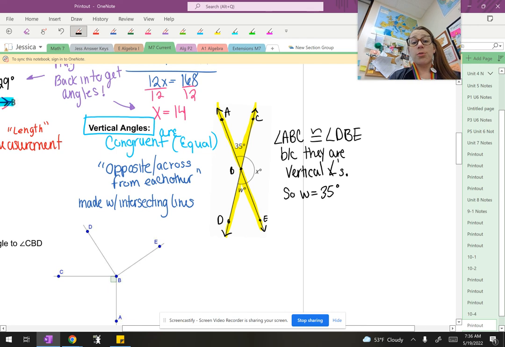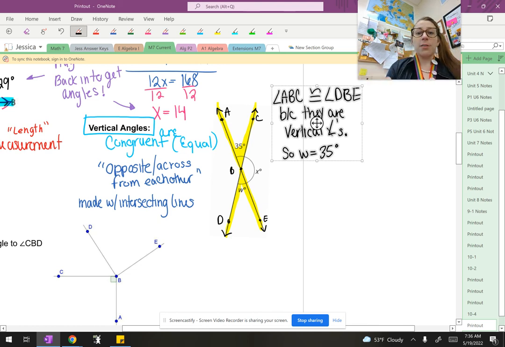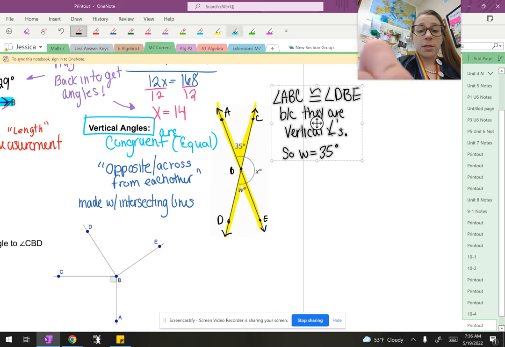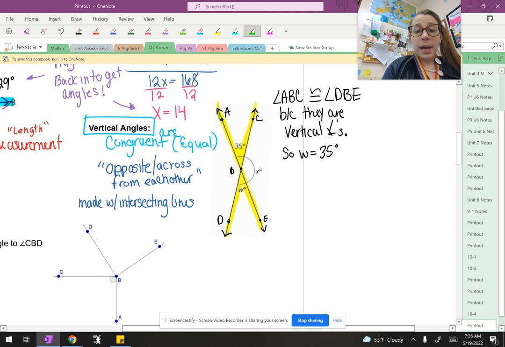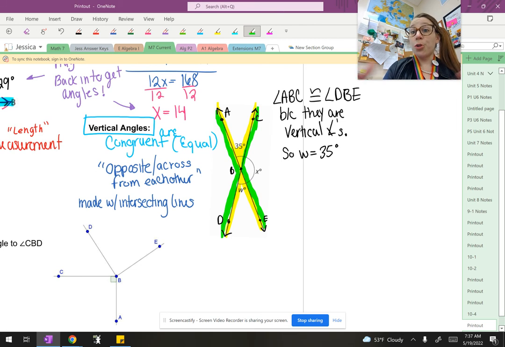That also holds true for the other two angles that are opposite of each other. Each set of intersecting lines is going to end you up with 2 sets of vertical angles. So the next set of vertical angles that we can look at here would be angle ABD and CBE. If you were to rotate your paper, you're looking at those wide, obtuse green angles that I have highlighted. So we know that those would be equal as well.